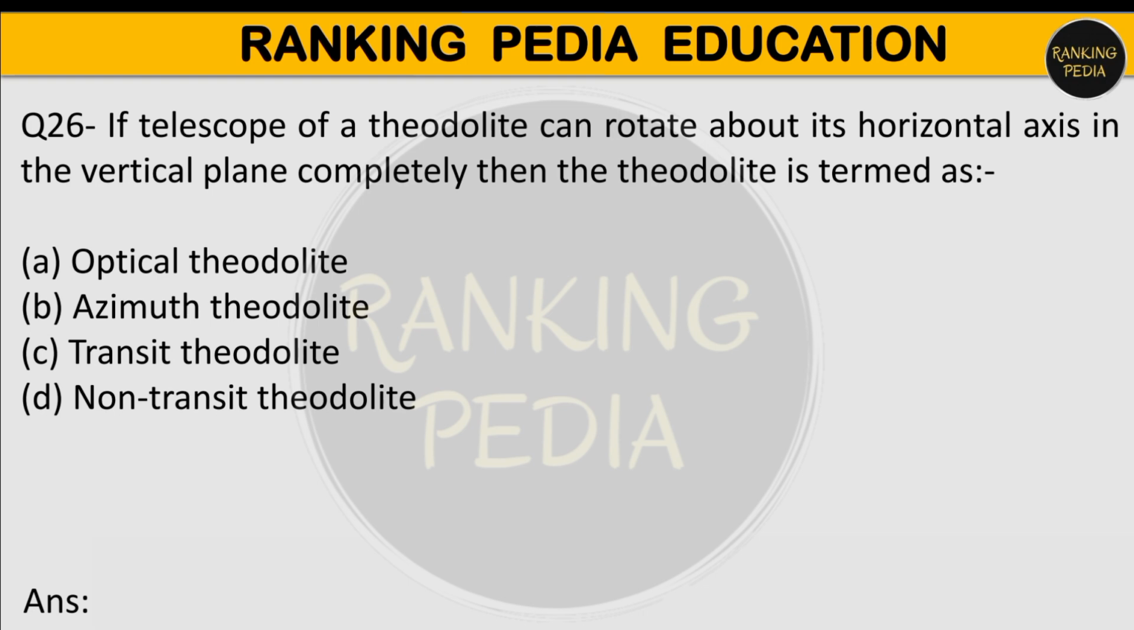Next question is, if the telescope of a theodolite can rotate about its horizontal axis in the vertical plane completely, then the theodolite is termed as, your options are optical theodolite, azimuth theodolite, transit theodolite, or non-transit theodolite. So which one is the correct? That is your transit theodolite. Option number C is correct.